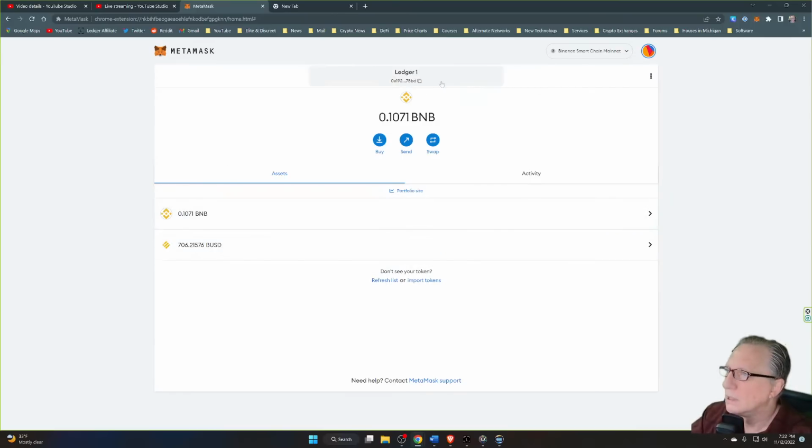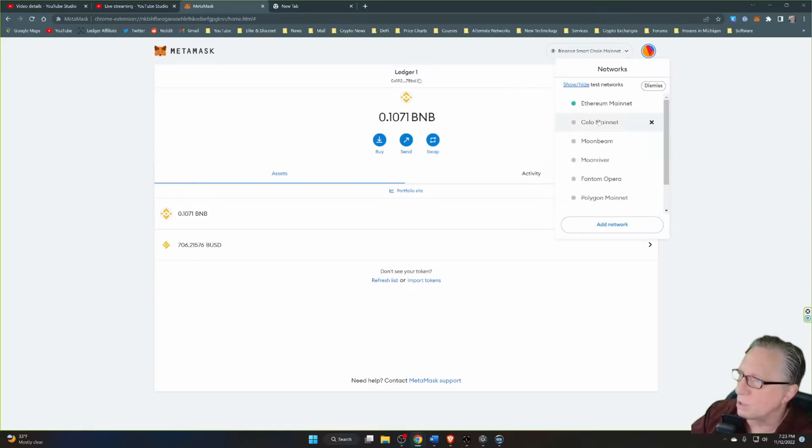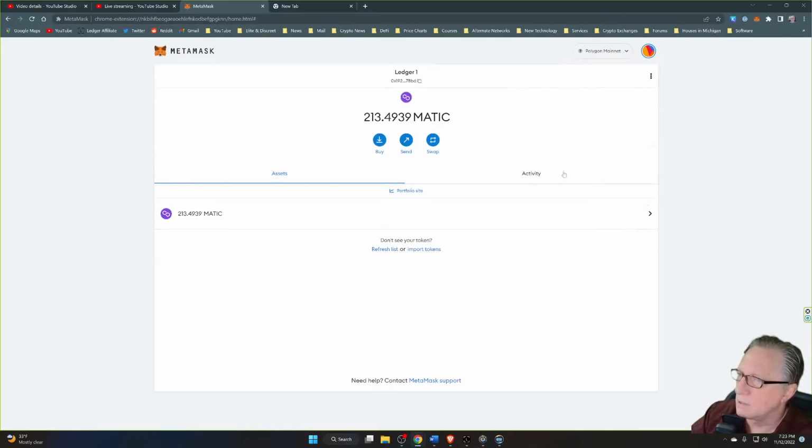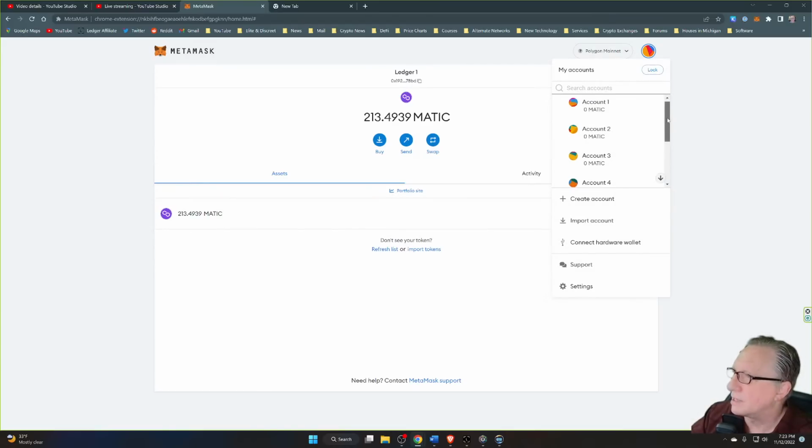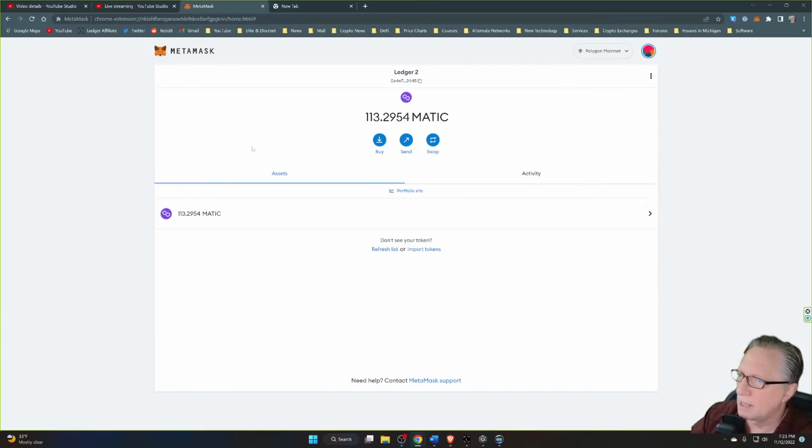See? I'm on the Binance Smart Chain network in MetaMask. I'm using my Ledger-based account, right? I attached my Ledger to MetaMask so I can manage this account within MetaMask as well. But I'm still using my Ledger device, right? So we can set up multiple networks in MetaMask and manage them like that. Oh, if I switch over to the Polygon network in MetaMask, you can see that Polygon we were playing with earlier. Actually, it's on the other Ledger account, Ledger 2. There's that 113 MATIC.